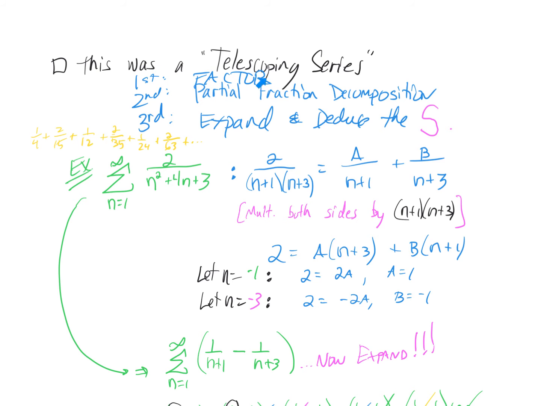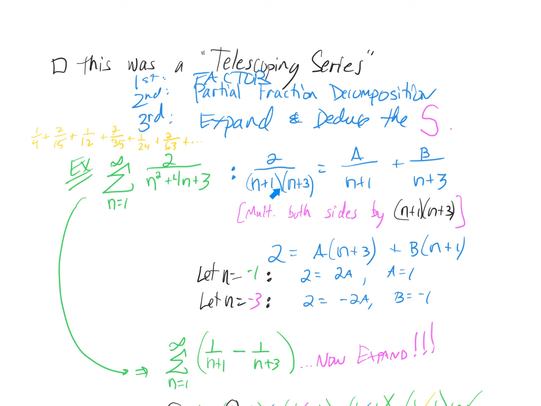This is what we call a telescoping series. When you have a series where the denominator is quadratic, it's not the only case, but it's what we're going to see mostly this year. You should factor that denominator and then do the partial fraction decomposition, expand a bunch, and deduce what the infinite sum is. Here we go.